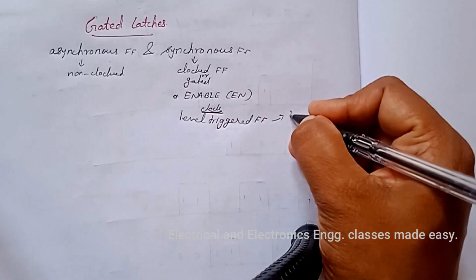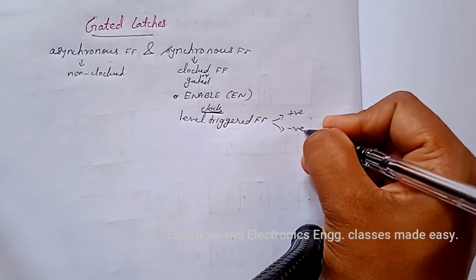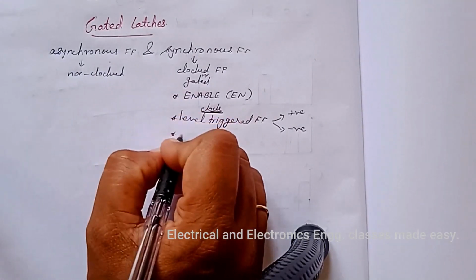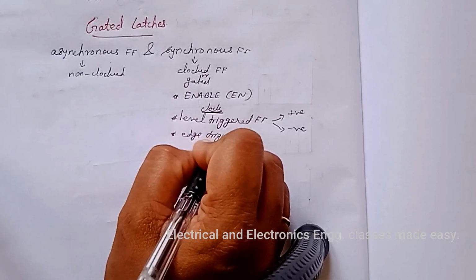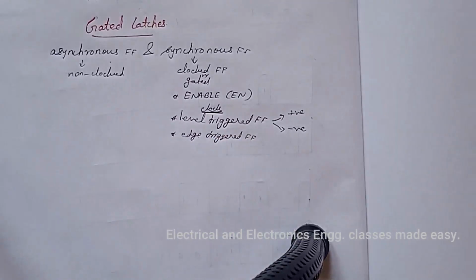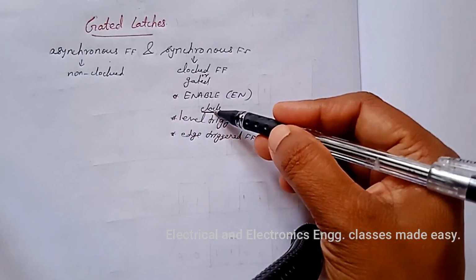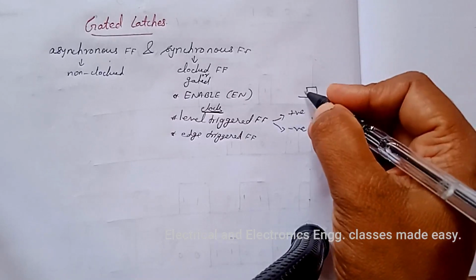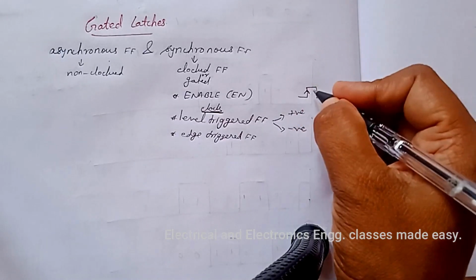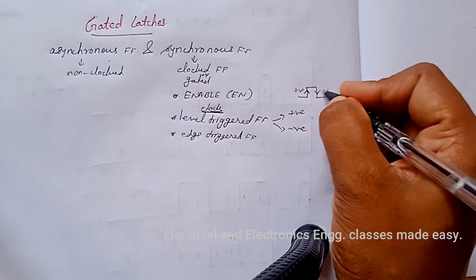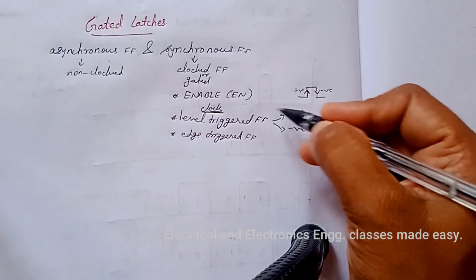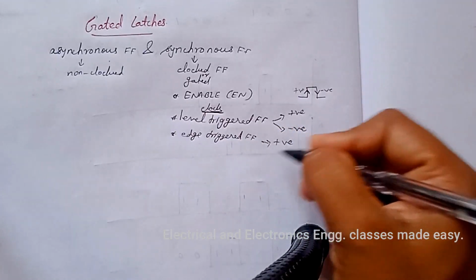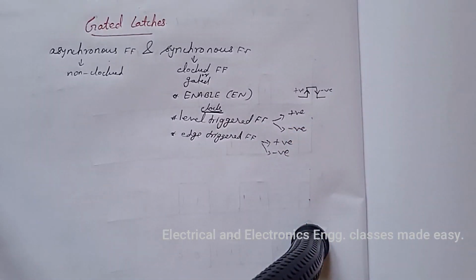And also there are positive level triggered flip-flops and negative level triggered flip-flops. And also there are edge triggered flip-flops, depending upon the edge of the clock. Suppose this is a clock signal, so this is called the positive edge of the clock, and this is the negative edge of the clock. So depending upon the positive edge and negative edge of the clock, there are positive edge triggered flip-flops and negative edge triggered flip-flops.